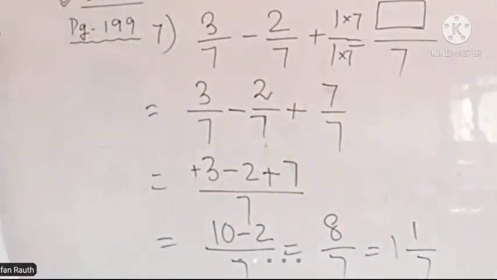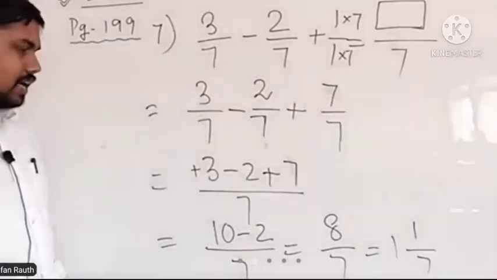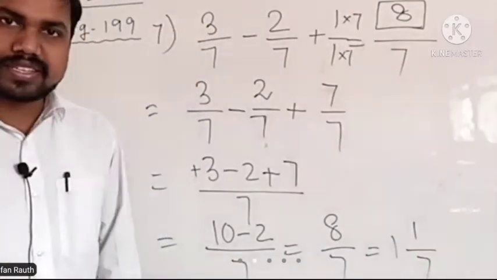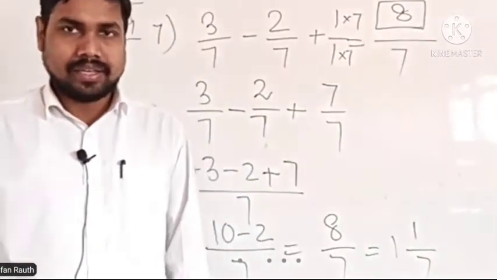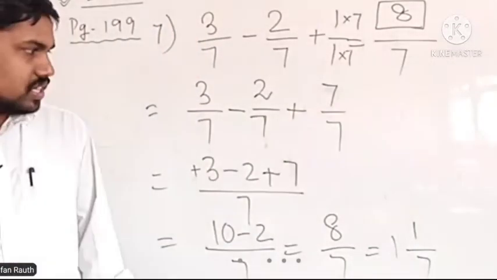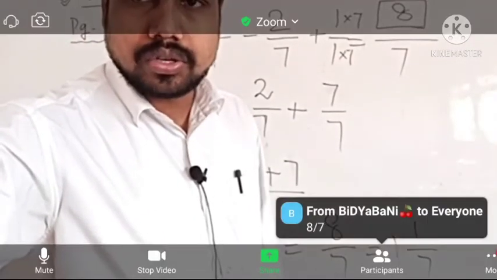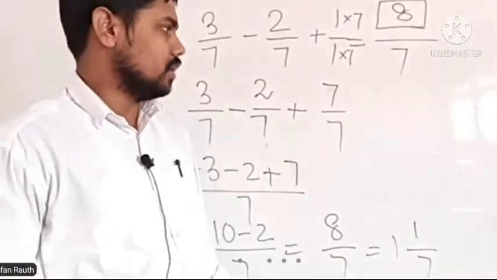Okay, so this way, if we talk about fill in the blanks, this will be 8. So 8 by 7 will be the correct answer. Okay, so this is how very easily you need to solve this type of questions. Understood everyone? Yes, 8 by 7 is absolutely correct answer.